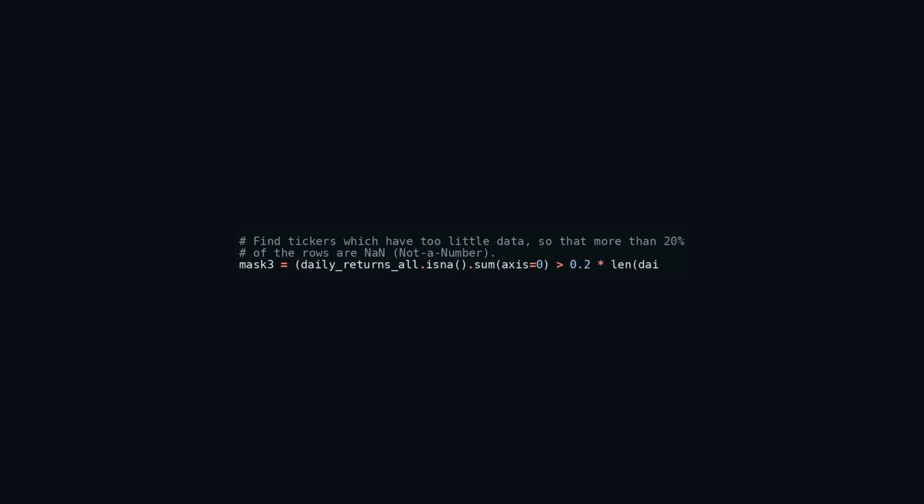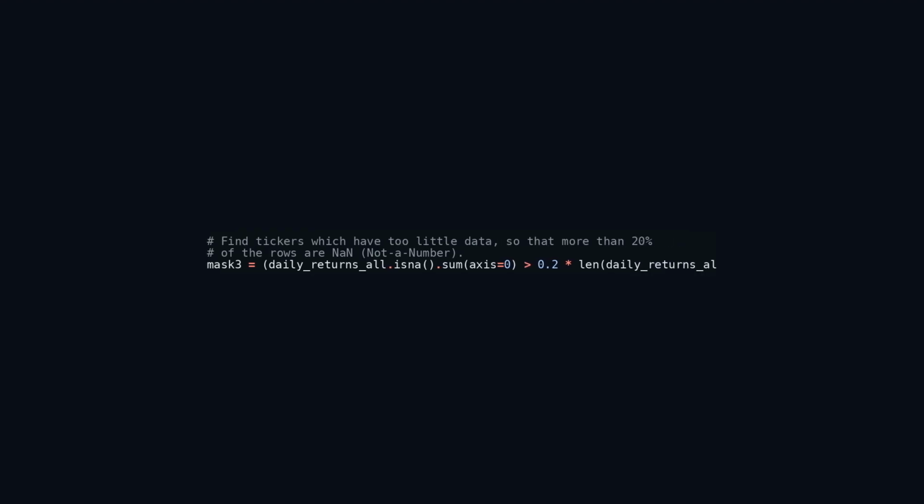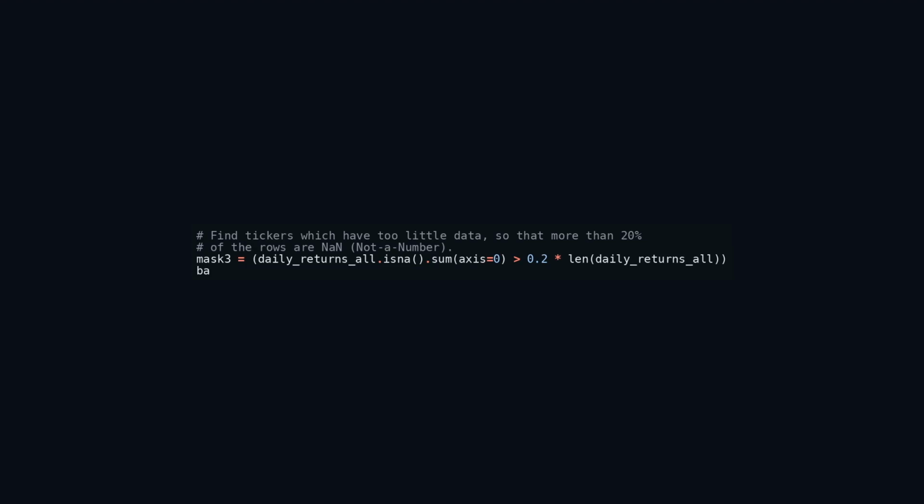Finally, the tickers satisfying this condition are extracted. The index values (tickers) where the condition is true are converted to a list, which is then assigned to the variable bad_tickers_3. This code is crucial for data cleaning and analysis as it identifies tickers with insufficient data, thereby ensuring the quality and reliability of subsequent analyses.